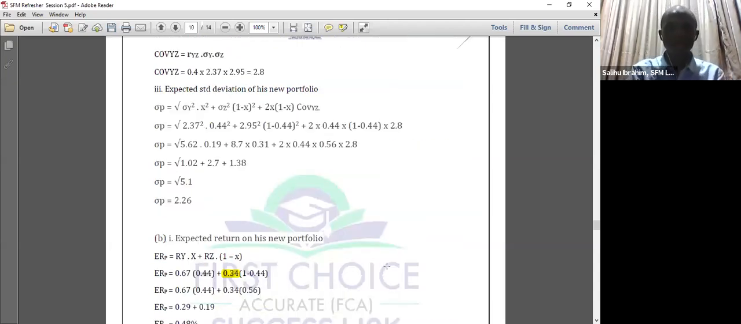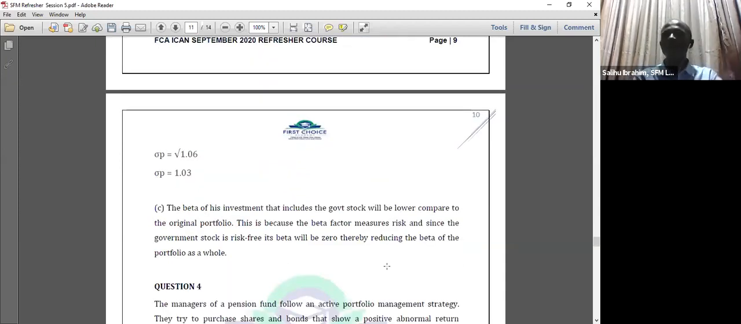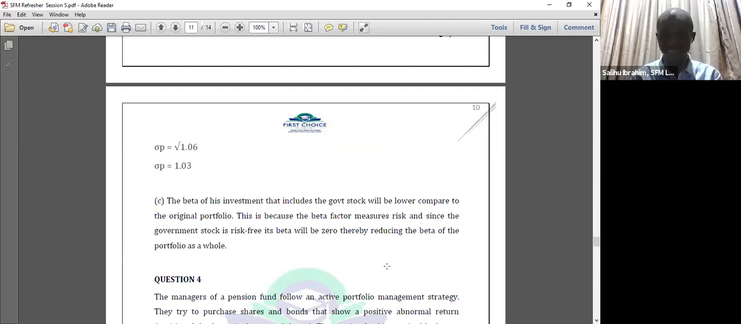Okay, and the reason is that the beta factor for a risk-free investment is 0. So it's not a story. Justify your reasoning with just a statement. Now, this is the explanation. This is my statement: the beta of his investment that includes the government stock will be lower compared to the original portfolio. This is because the beta factor measures risk, and since the government security reduces the beta of the portfolio, I believe that is clear.